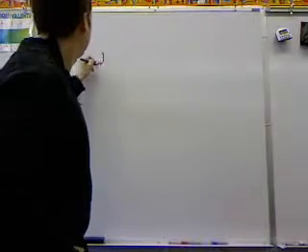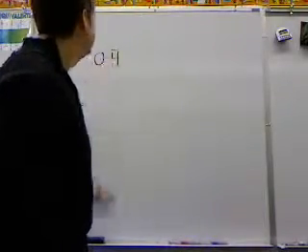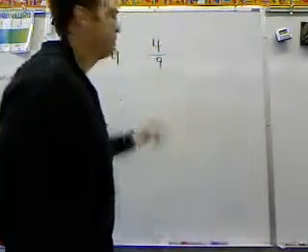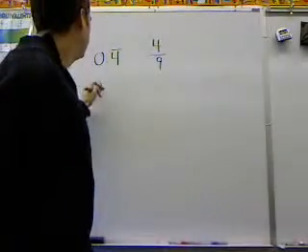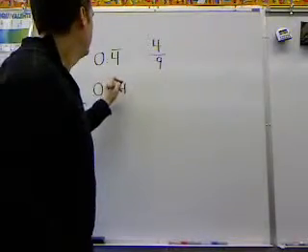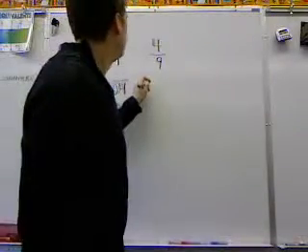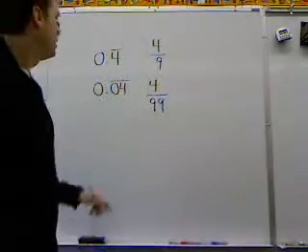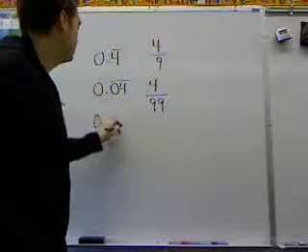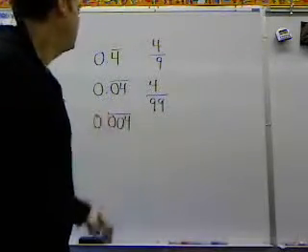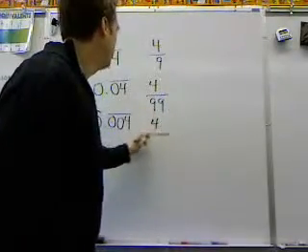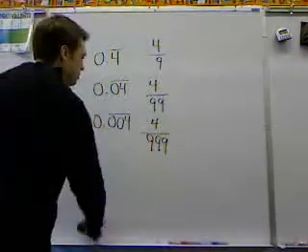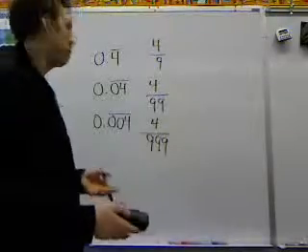So for example, if I have 0.4 repeating, that is simply written as 4 over 9. If I had 0.04 repeating, this would be written as 4 over 99. And if I had 0.004 repeating, this would be written as 4 over 999. In a way, it is very similar to writing it over 10, 100, or 1,000.